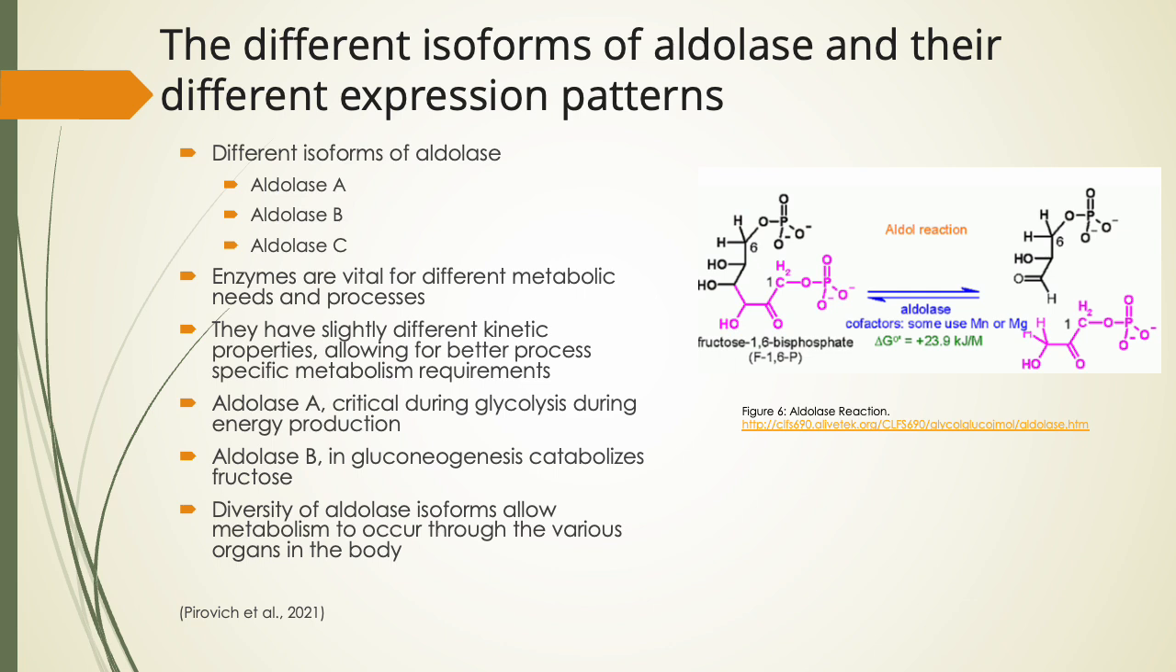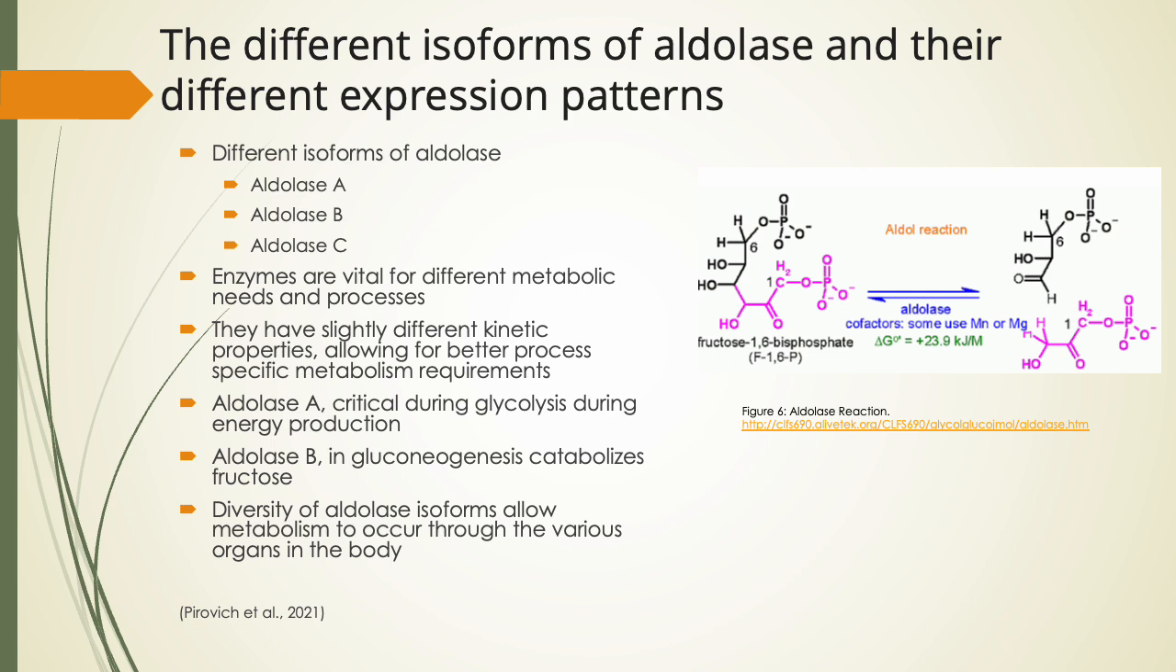There are different isoforms of aldolase that are tissue-specific in their patterns of expression and cellular energy metabolism. These different aldolases include aldolase A, aldolase B, and aldolase C. These enzymes are vital for different metabolic needs and processes when regulating particular tissues. These isoforms have slightly different kinetic properties, allowing them to better process specific metabolism requirements for the different cells and tissues. This can be seen in aldolase A.